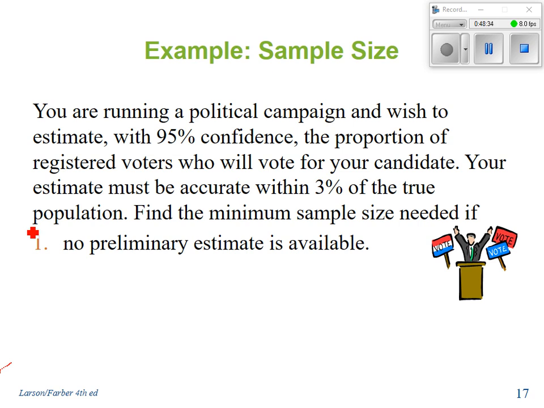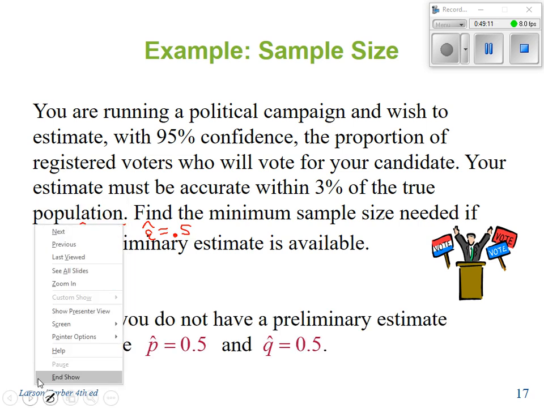You're running a political campaign in which you want to estimate, with 95% confidence, the proportion of registered voters who will vote for your candidate. Your estimate must be accurate within 3% of the true population. Find the minimum sample size you need if there is no preliminary estimate. So, in other words, we're going to have to use p hat is 0.5 and q hat is 0.5, because we don't have any preliminary numbers. We don't know who's going to vote for this person and who's not.